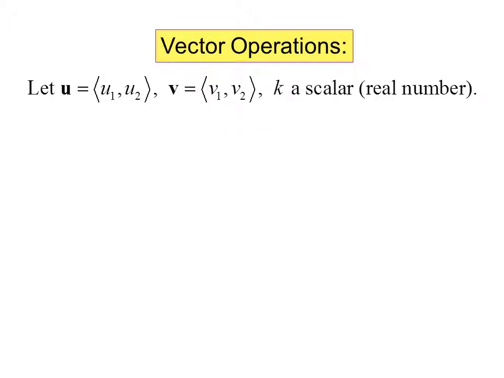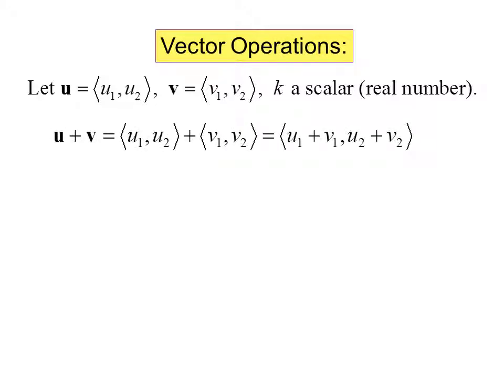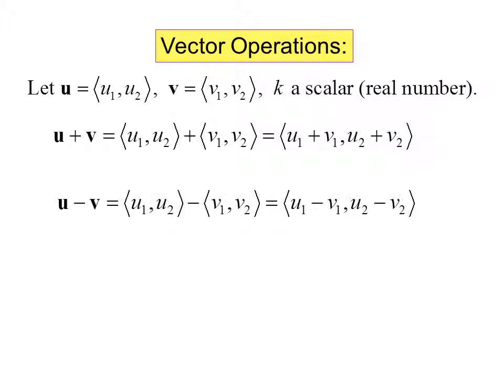Vector operations. Let u equal vector ⟨u1, u2⟩, v equals vector ⟨v1, v2⟩, and k be a scalar or real number. u plus v is equal to vector ⟨u1, u2⟩ plus ⟨v1, v2⟩, which is equal to vector ⟨u1 plus v1, u2 plus v2⟩. In other words, we add the components. For subtraction, u minus v, we just subtract the components. So we subtract the x components and the y components.